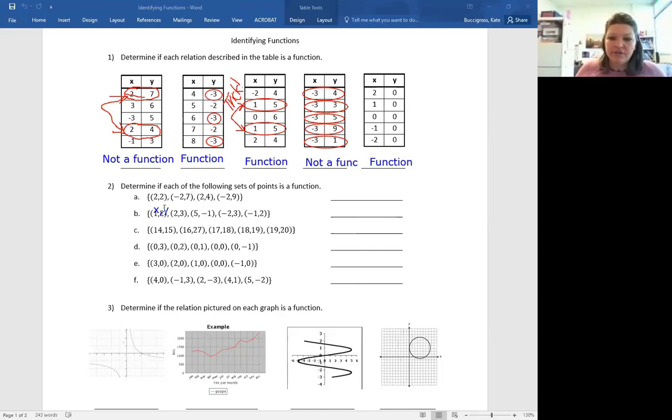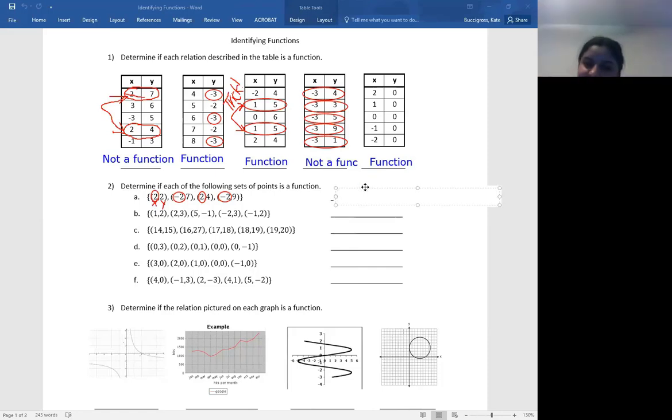So on this one, this first 2 is the x, and this next one is the y. As we're looking to see if the x's are repeating, we'll come through and examine all our x's. And that's what my eyeballs are doing to see if this is a function. So what do you think, function or not a function?